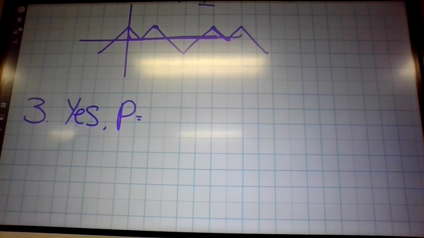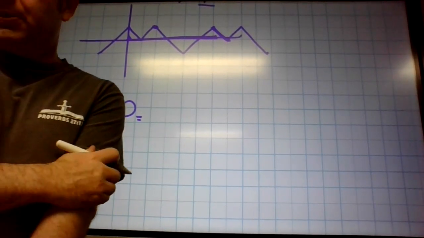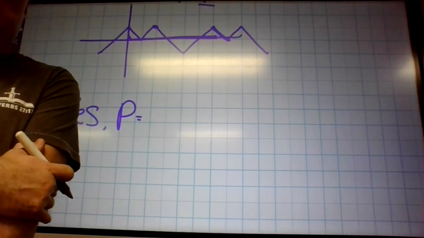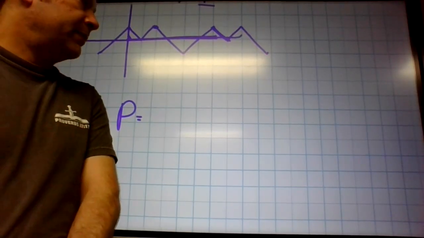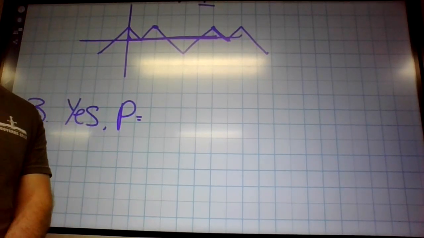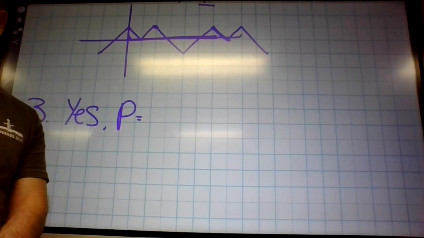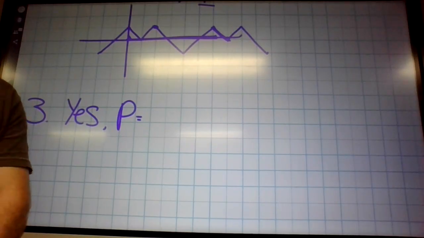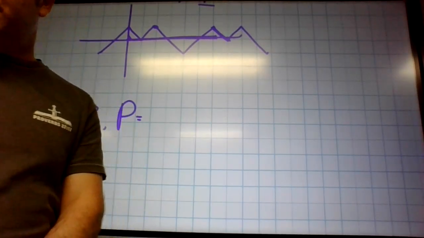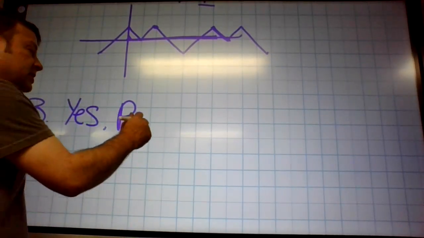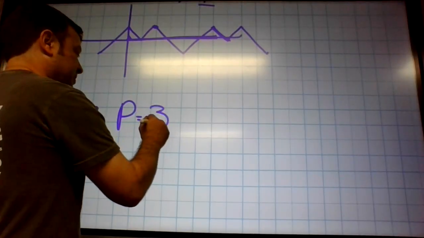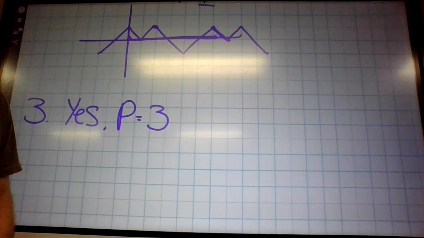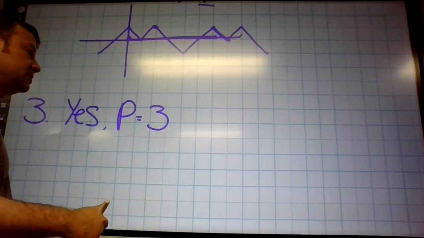Number 3, what is the period? How far does it get before it starts repeating itself? 3. Starts at the right side of the semicircle, and at 3 it's at the right side of the semicircle again. It takes 3 units before it starts repeating itself. Or you can look at the top of the hill. It goes from 2 to 5 on the top of the hill.